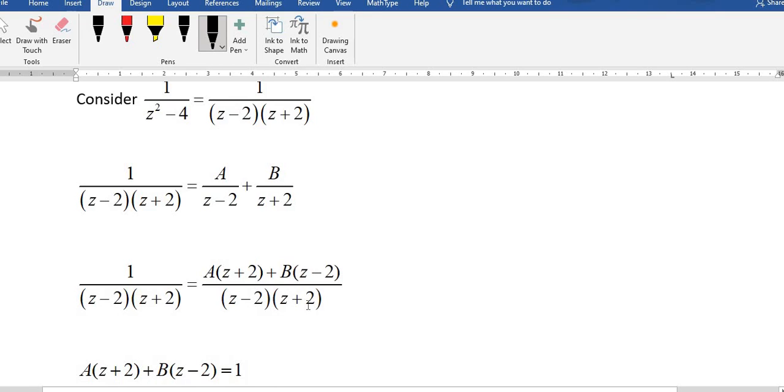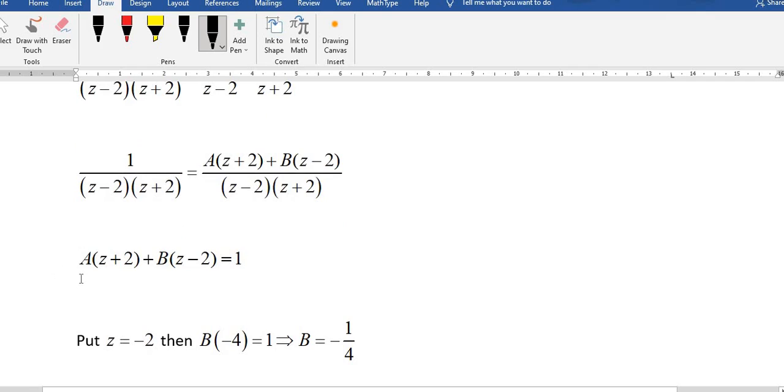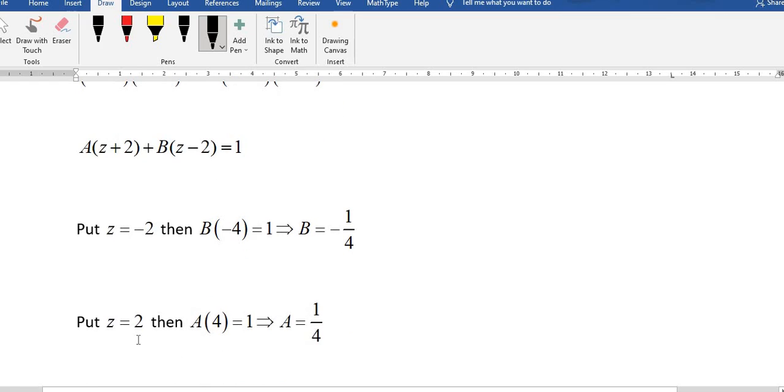Observe the denominators. We can easily cancel these denominators. After cancelling the denominators, we get A into z plus 2 plus B into z minus 2 equal to 1. First of all, I substitute z equal to minus 2. Then this term vanishes. Then B into minus 2 is minus 4 equal to 1. So B is minus 1 by 4. Next I substitute z equal to 2. This term vanishes. Then 2 plus 2 is 4, A into 4 equal to 1. So A equal to 1 by 4.